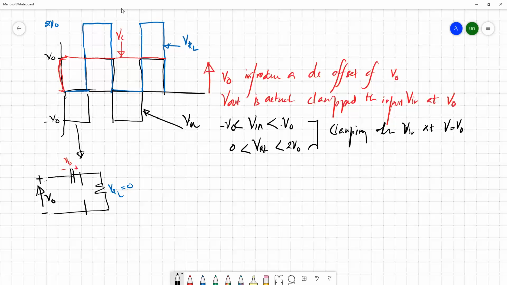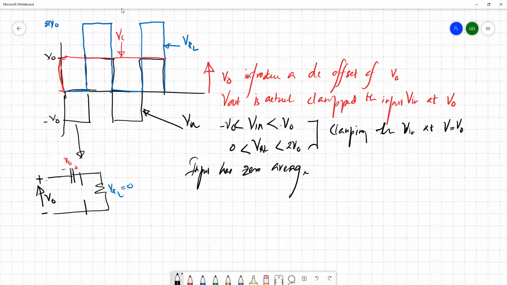to 0 and 2V0. So what's the difference? If we consider the input signal and output signal, by looking at these two signals, we can simply say that the input has 0 average.